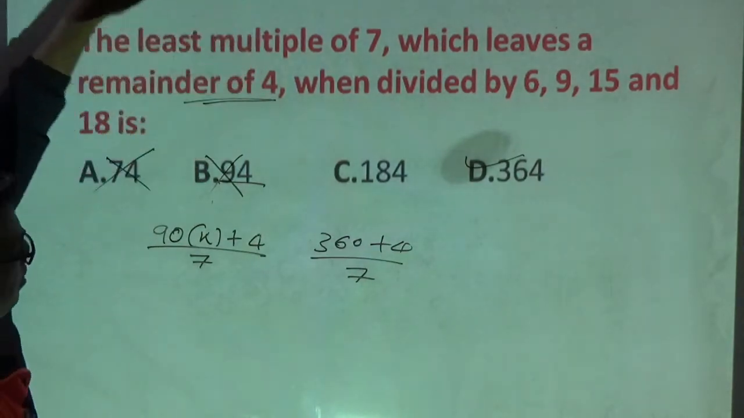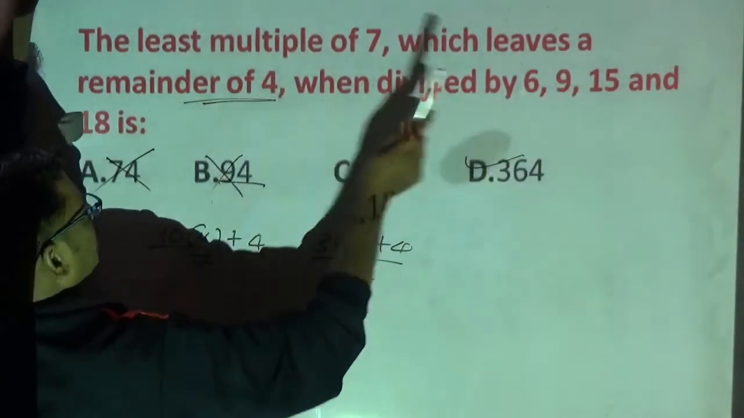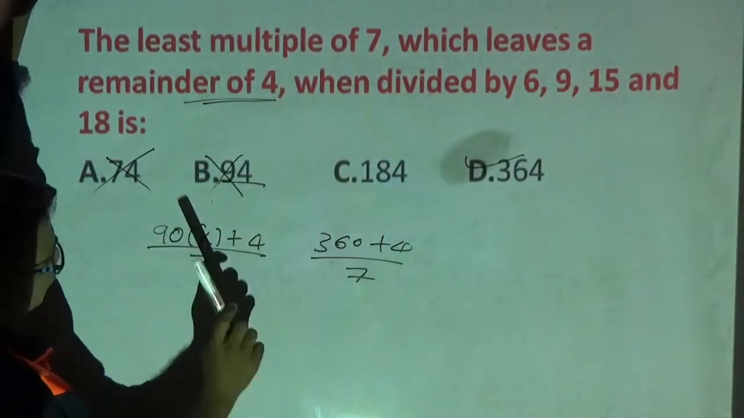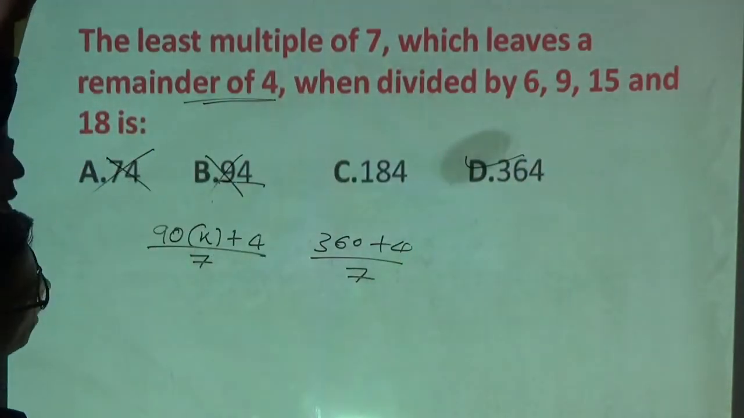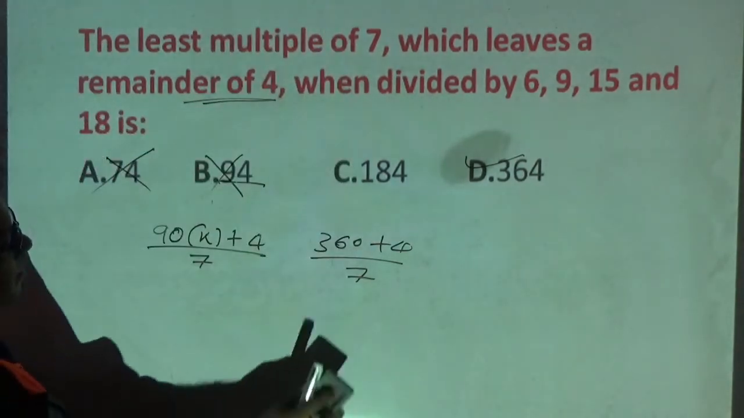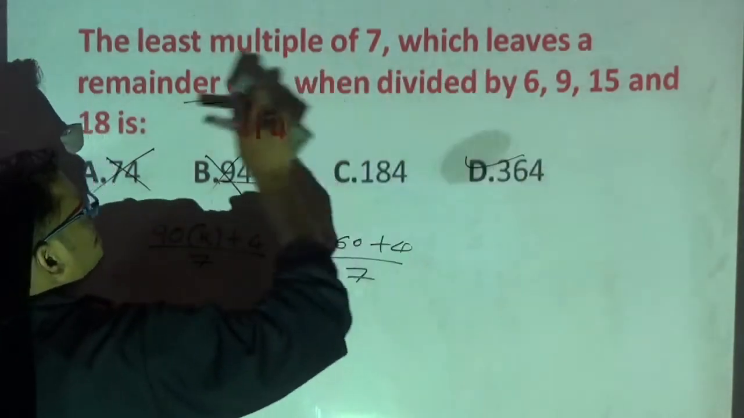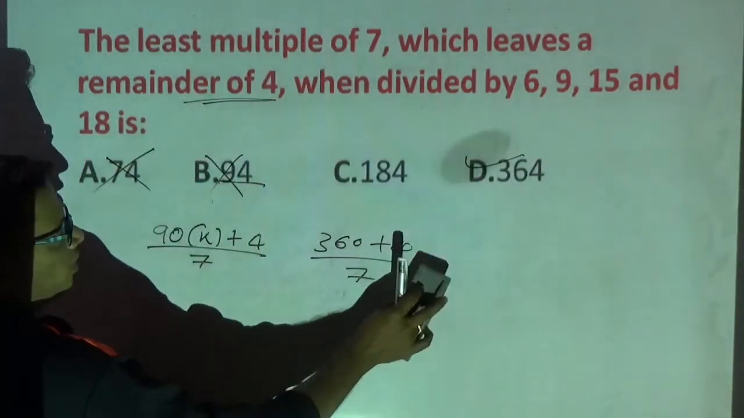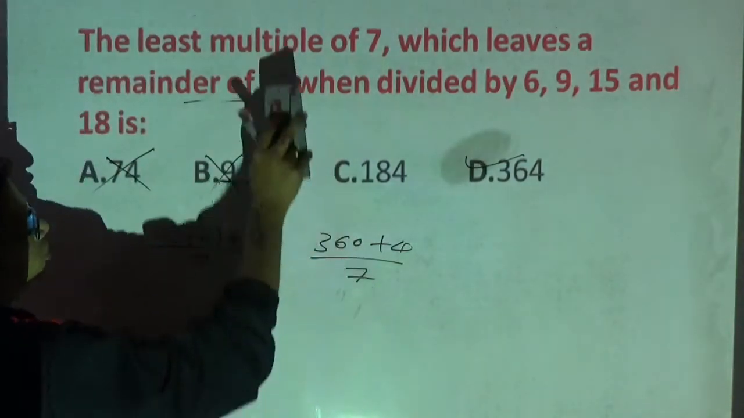Now if you divide 94 by all these, the remainder is 4. If you divide 364 by all these, the remainder is also 4. What they are asking is that in the numerator I want a multiple of 7, meaning completely divisible by 7. But when you divide by these numbers, the remainder should be 4.